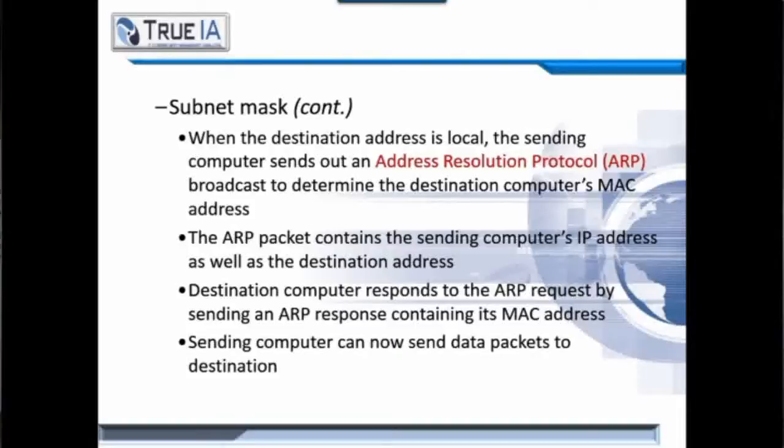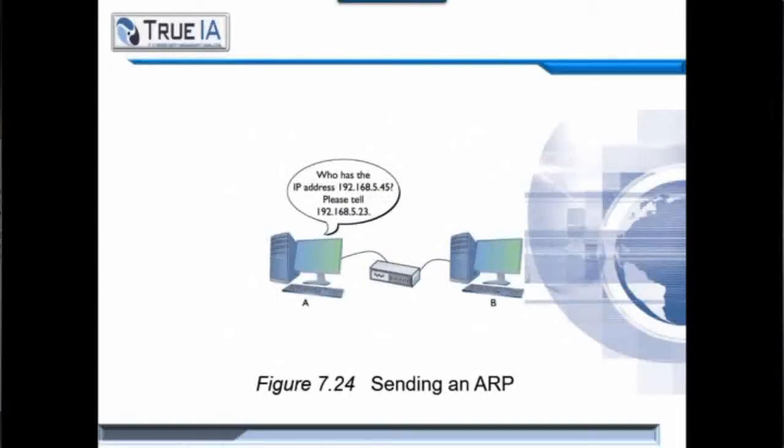When its destination address is a local address, the sending computer sends out an ARP, or Address Resolution Protocol, broadcast to determine the destination computer's MAC address. That ARP packet contains the sending computer's IP address as well as its destination address. Once received, the destination computer responds to the ARP request by sending an ARP response. Once received, the sending computer can now send data to its destination.